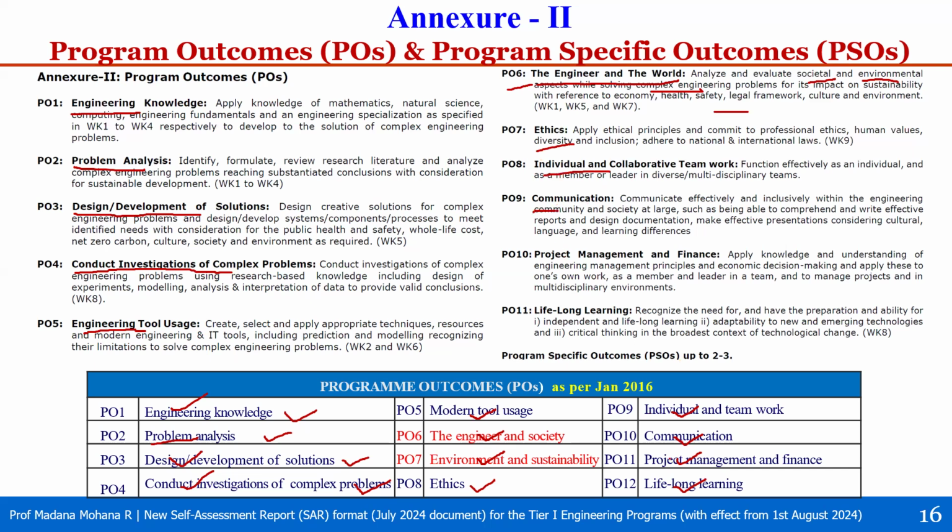Then communication also same. Project management and finance also same. Then lifelong learning also same. Only PO6 and 7 are merged. That is the change here.